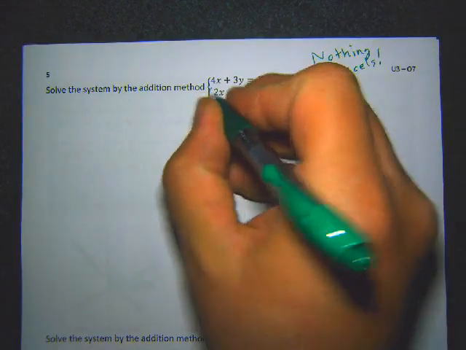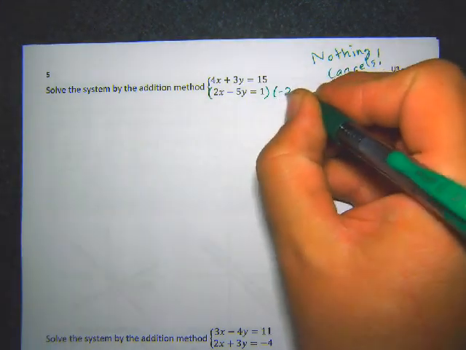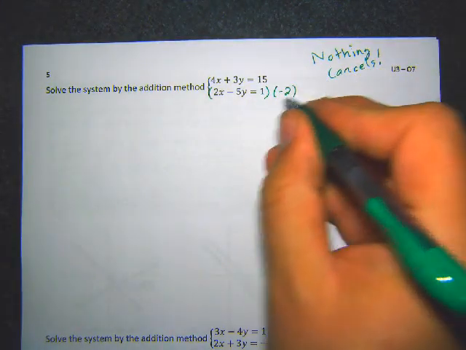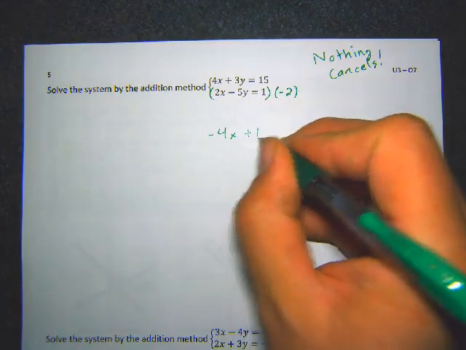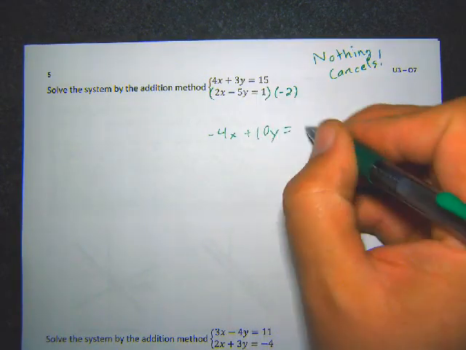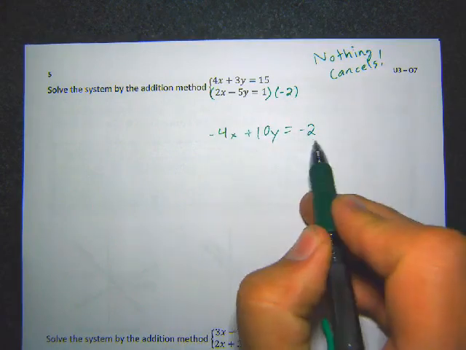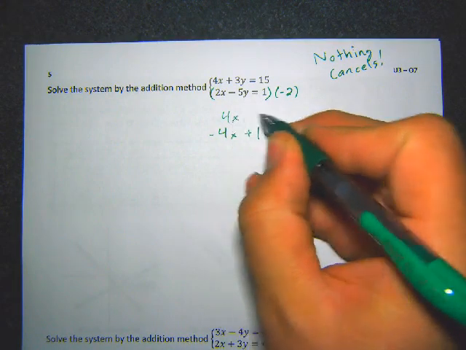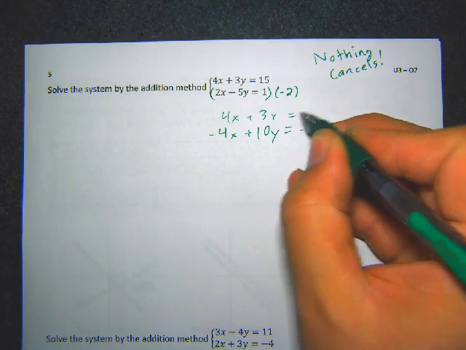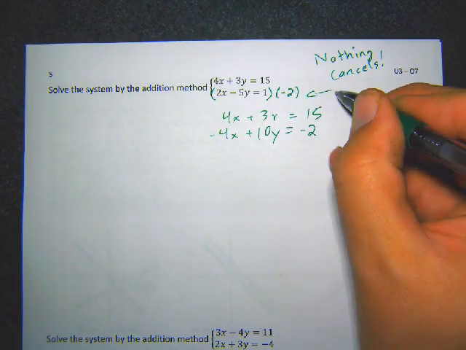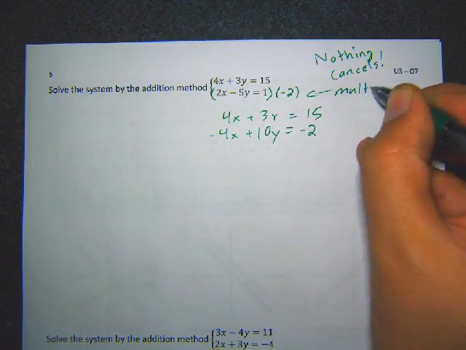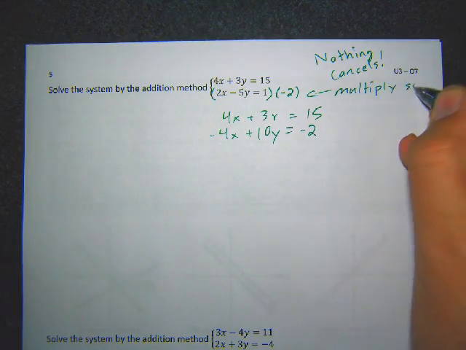So what I'm going to do here is take this whole bottom row and multiply by -2. So I get -2 times 2 is -4x. -2 times -5 is positive 10y. And -2 times 1 is -2. So I get that row, and then the top row is still 4x plus 3y equals 15. So I only had to tweak the bottom row. So multiply so it will cancel.